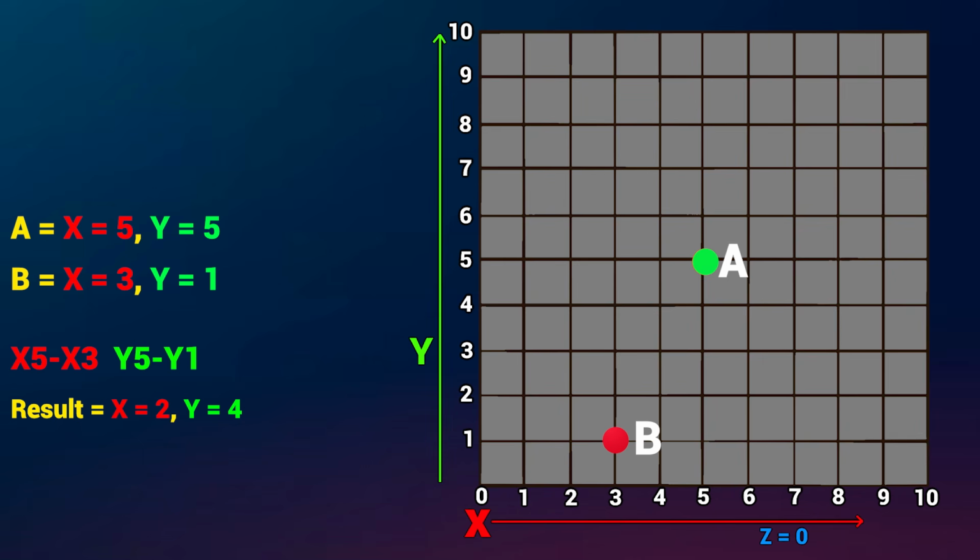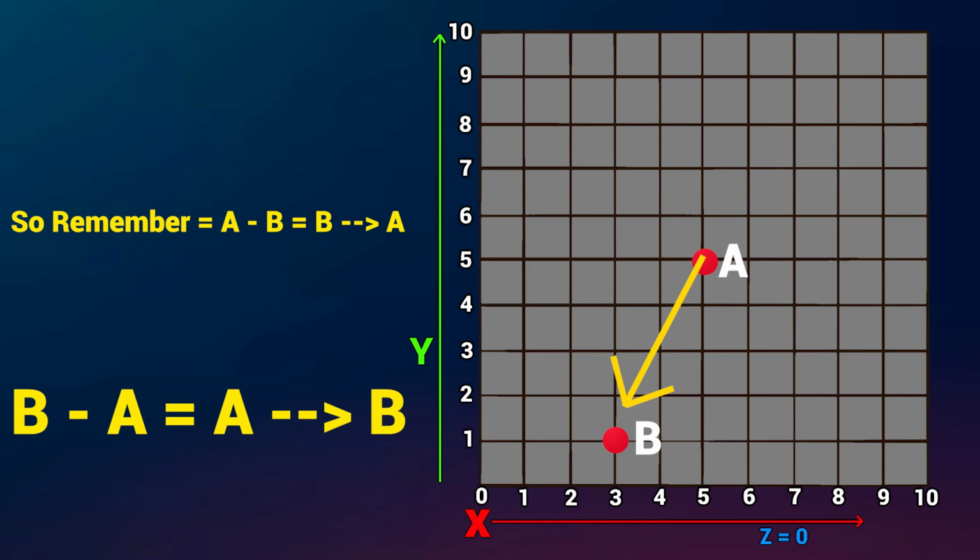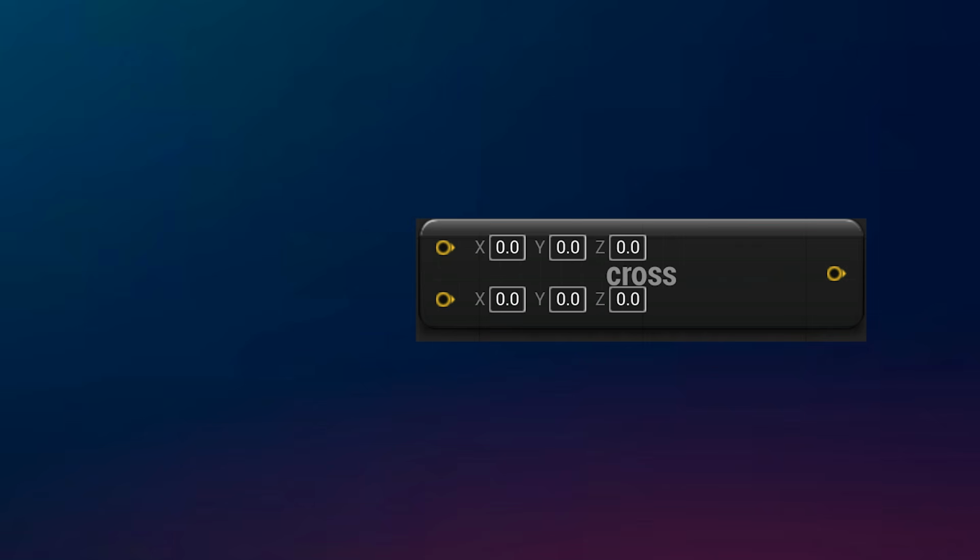If we try to move from A to B using these numbers, it won't work. But watch what happens when we try to go from B to A. 1, 2 on X. 1, 2, 3, 4 on Y. This result can also be used as a direction pointing from B to A. If we subtract B from A, we will get the opposite direction. So now that you know that, a cross product will not work properly with locations, but rather with directions.